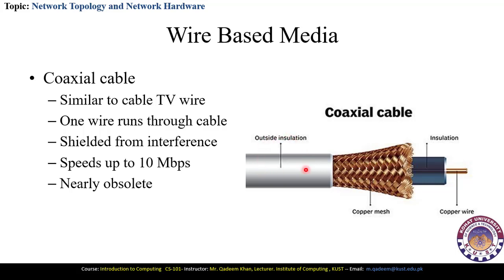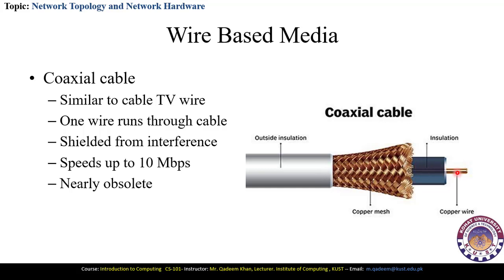You can see that this is the shielded outside insulation. Insulation is in fact a harder coat here, which protects it from any sort of damage. It also has a copper mesh. The copper mesh is here, but actually the data is sent in this central copper wire. This one is the plastic insulation, and this one is also internal plastic, and between these two plastic layers there is the copper mesh here, which protects it or makes it hard.